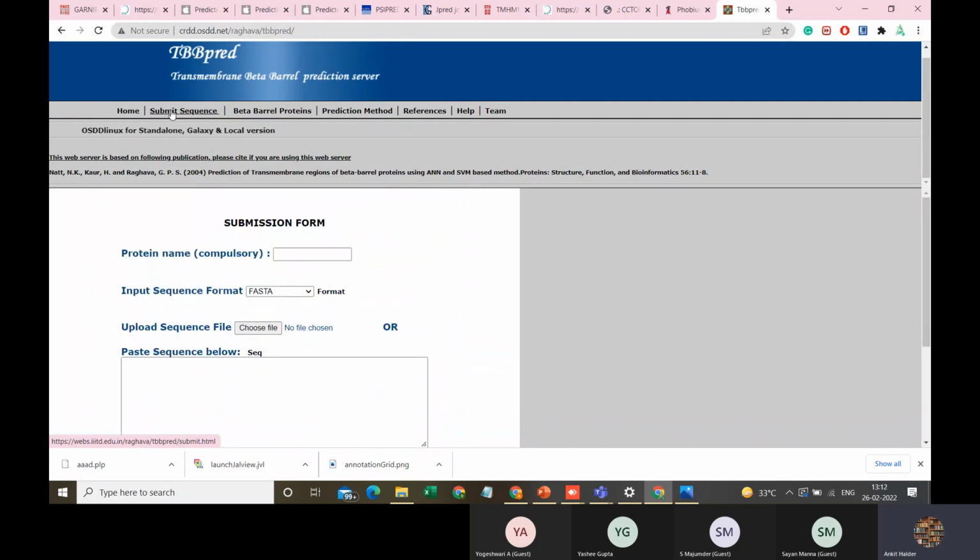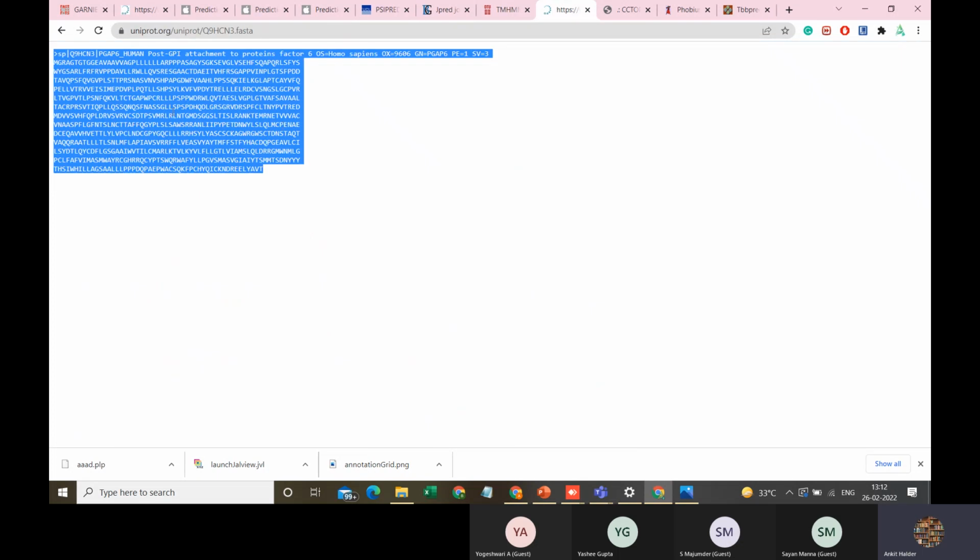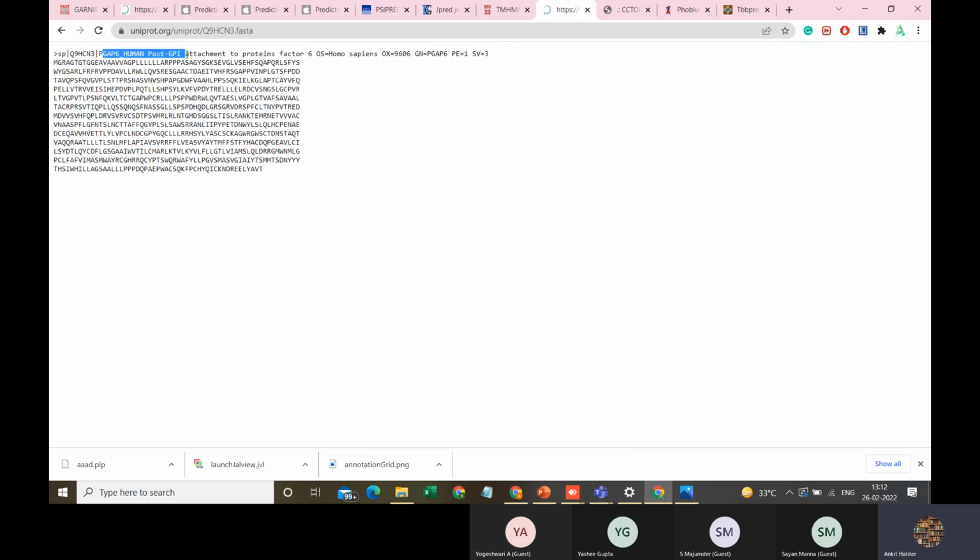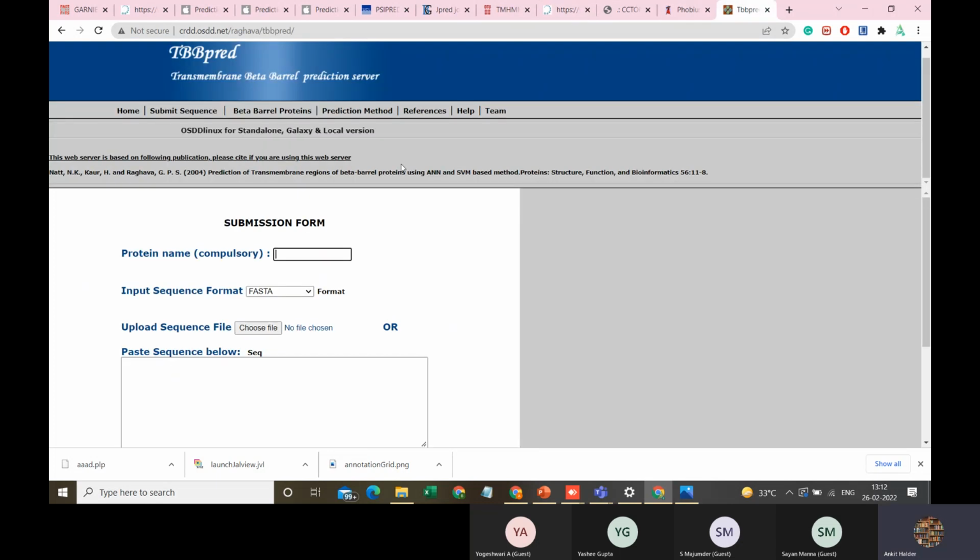So if we submit the sequence, we can give the protein name. We will use the FASTA format.